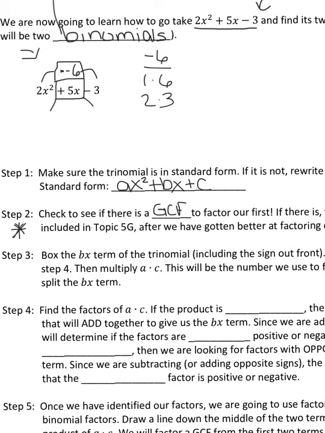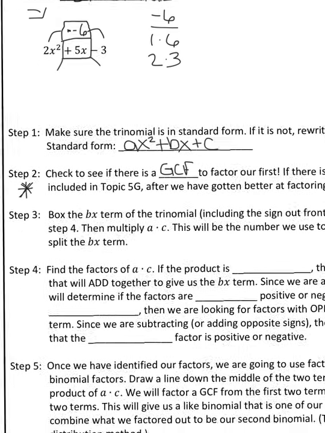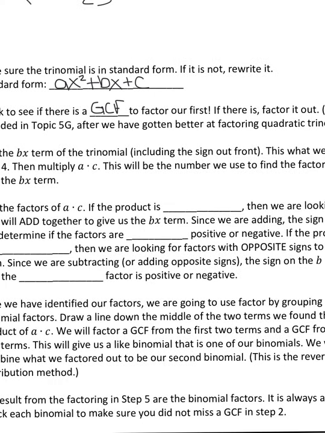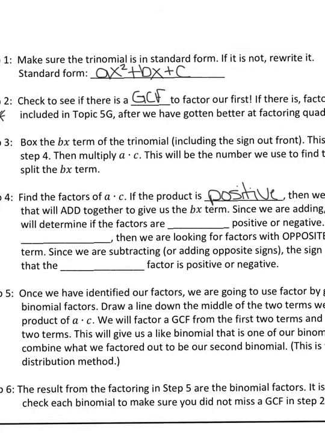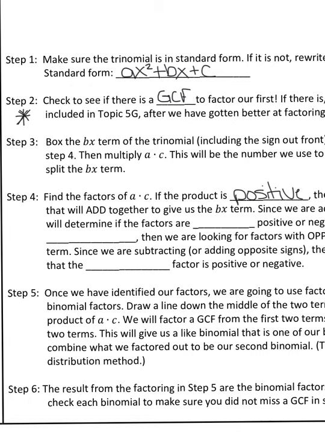Those are the factors. Now, the key here, and let's go down here to 4 and talk about it, then we'll come back up to our problem, is that if the product is positive, so let's start with a positive product. Our product is not positive, our product's negative. So let's do the positive ones first. But if the product is positive, then we are looking for factors that will add together to give us the bx term, right? Because if it's positive, we add 2 things together. Positive means addition, or can mean addition.